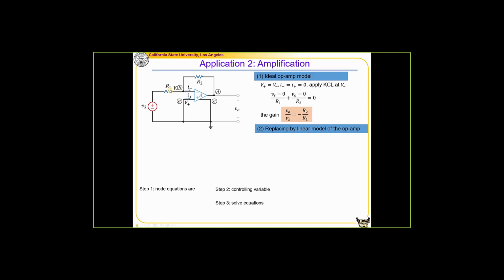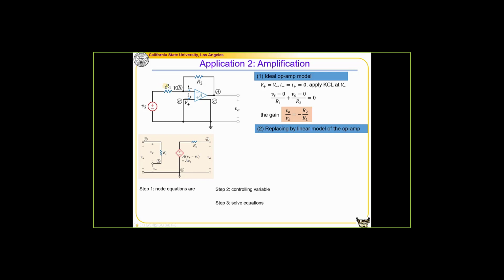So now you can see that through selecting different resistors, you will be able to adjust the gain. If you want to amplify your signal by 5 times, you just need to select R2 equal to 5 times R1. And what if we use a linear model instead of the ideal op-amp model? The ideal model is pretty straightforward, but I want to make my result more accurate. In that case, you can use a linear model.